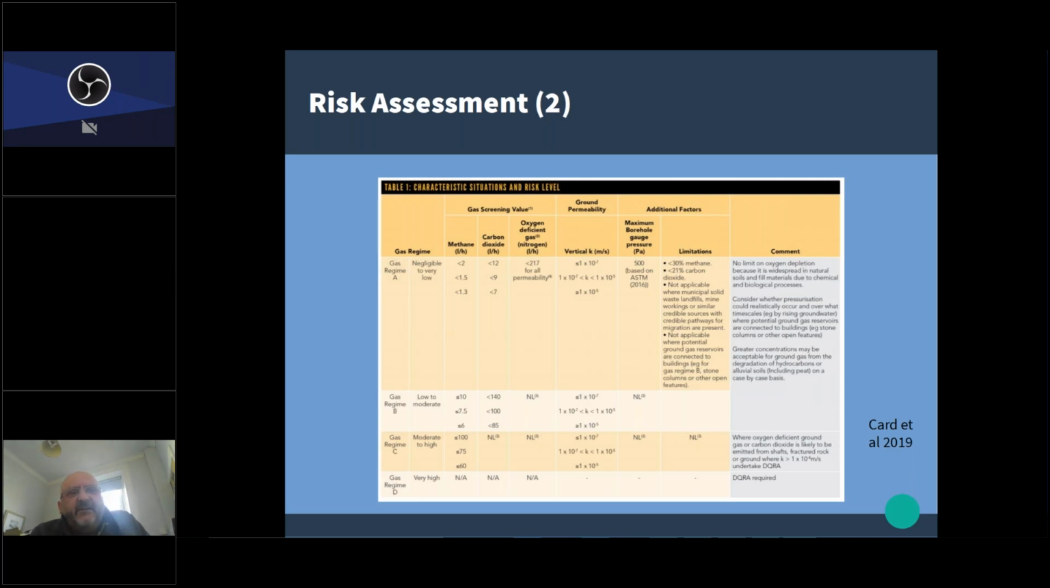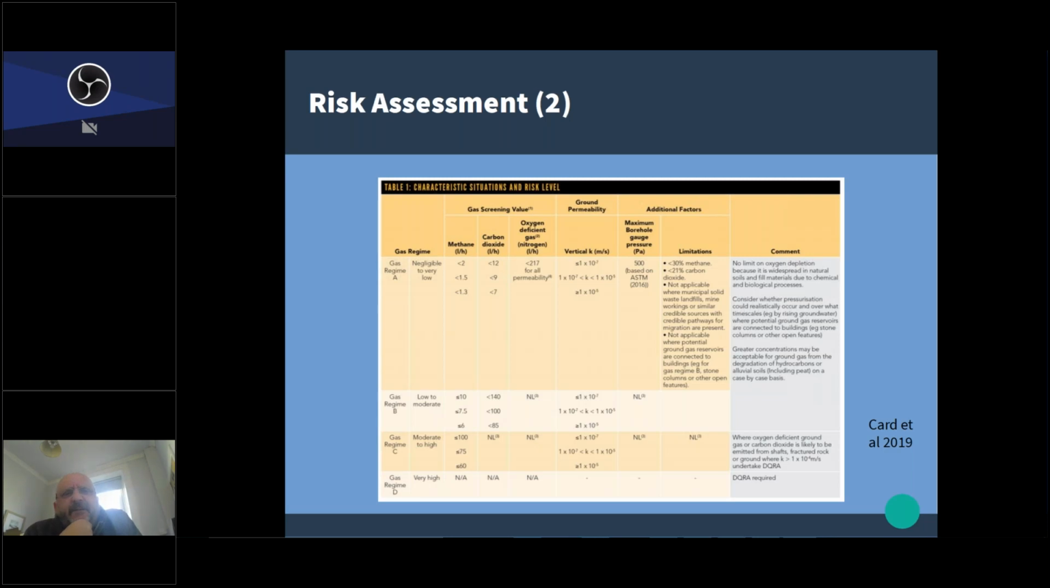And the other thing there is that they've got a range, and it depends on the vertical ground permeability. The threshold is higher for lower permeability and lower for higher permeability.